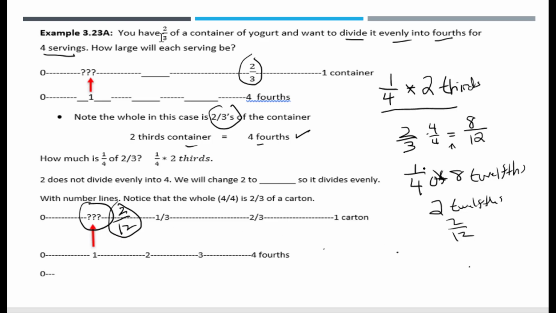Now let's look at what actually happened here. 1/4 of 2/3. It appears we can just multiply straight across the numerator and straight across the denominator. So that gives us a real shortcut instead of doing what we did here.